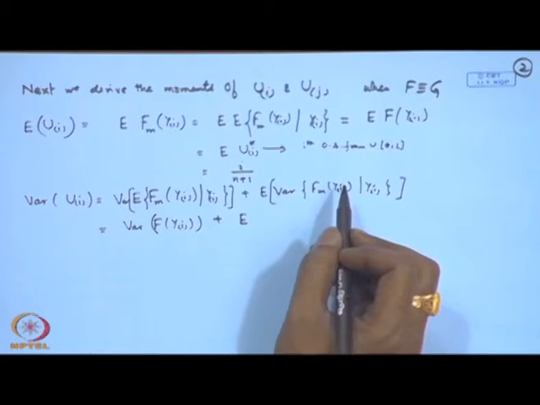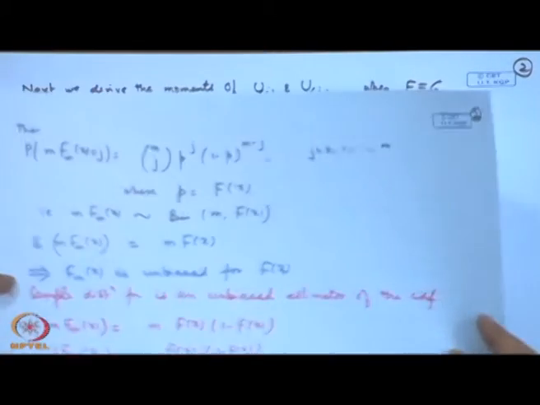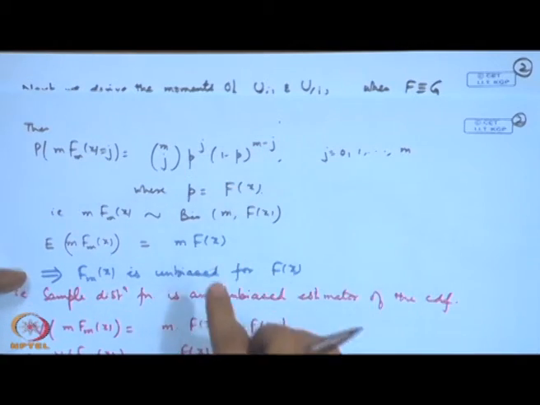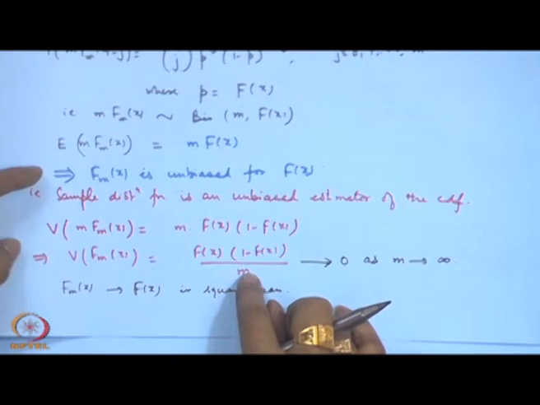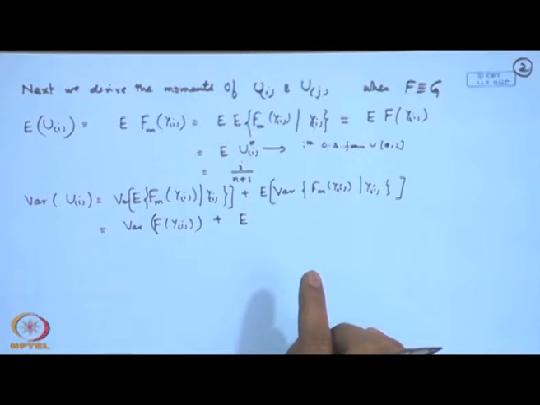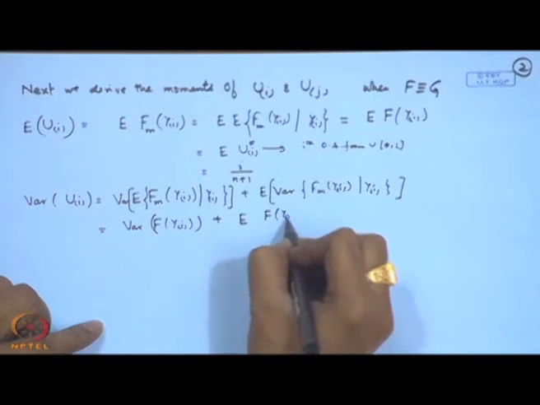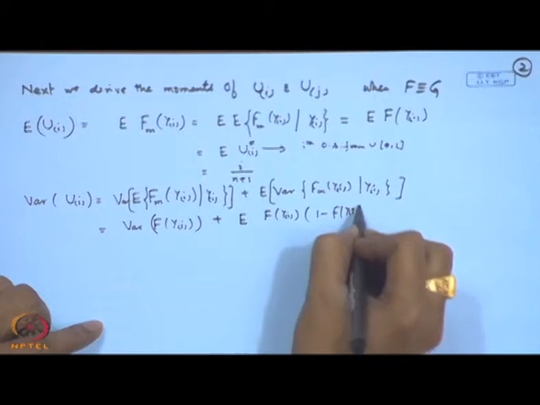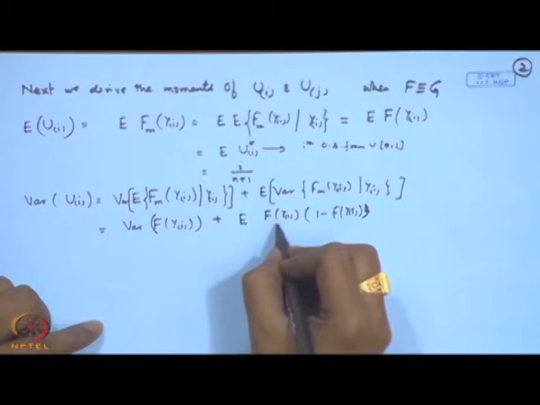Let me just show the result once again, that we had obtained the distribution of m F_m(x) as a binomial distribution, and from here the variance of F_m(x) was F(x) into 1 minus F(x) by m. So, if we use this, then this is becoming equal to F(Y_i) into 1 minus F(Y_i) divided by m.